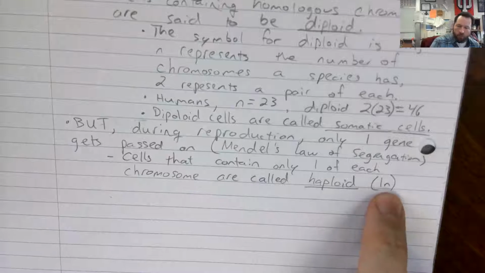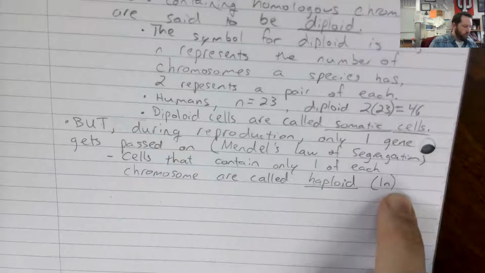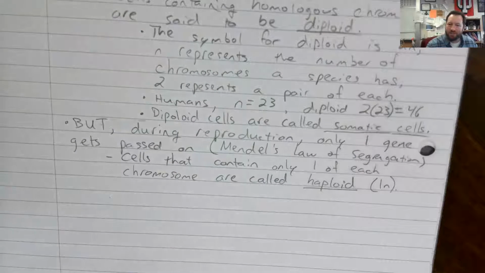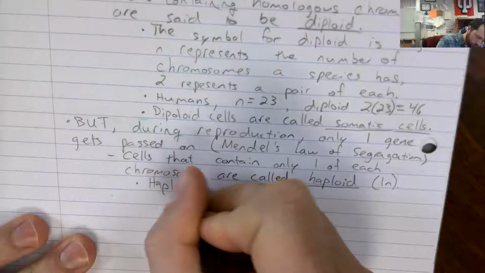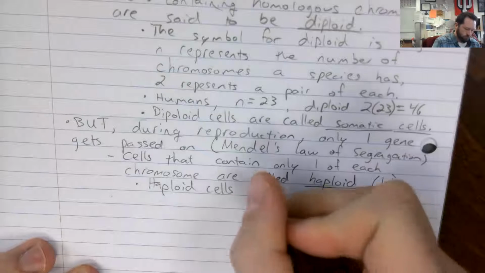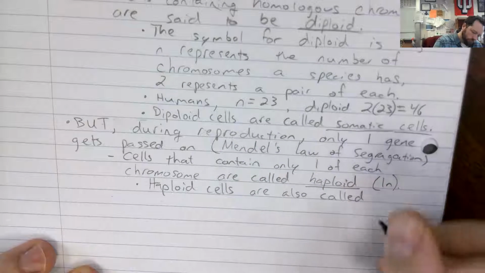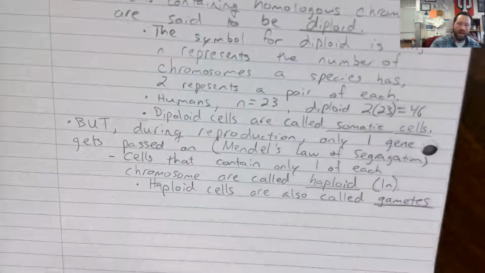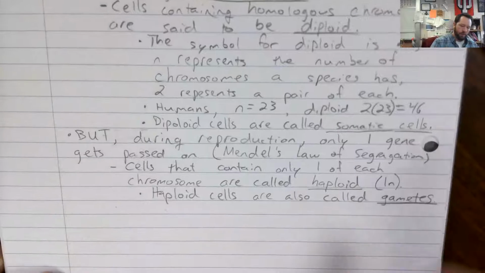Almost sounds like half. So whatever your n number is, you only multiply it by 1. So human haploid cells are only 1n. Again, just because we like to be confusing and throw a ton of words out there, haploid cells are also called gametes.